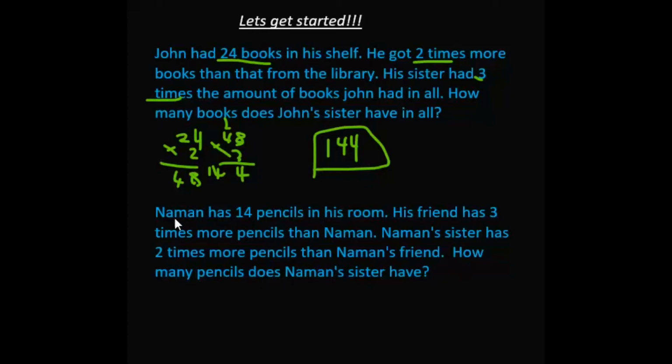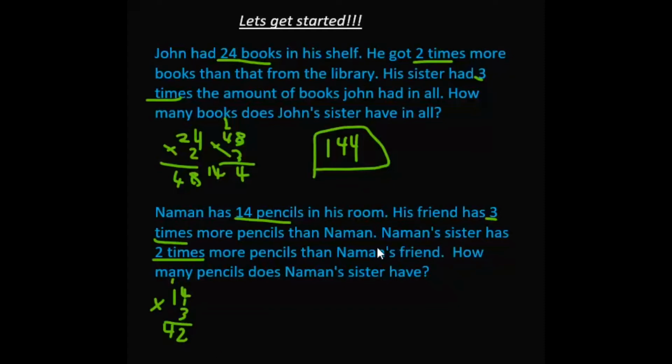So first thing we have to do is underline these numbers. 14 pencils, 3 times, 2 times. Okay, so now I start off with 14 pencils, and then my friend has 3 times more than that. So then now we have to do 14 times 3, because my friend has 3 times more pencils than I do. So 4 times 3 is 12. That 1 up here, 3 times 1 is 3, and then we add that 1, so 42. So my friend has 42 pencils.